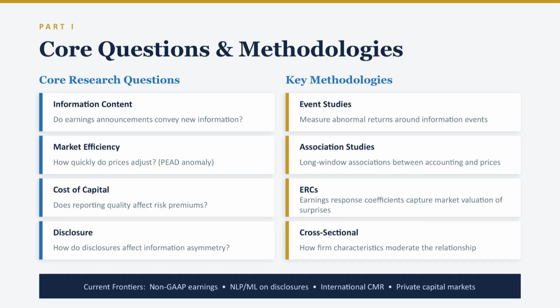Earnings response coefficients. ERCs estimate the slope coefficient in regressions of abnormal returns on unexpected earnings, capturing the market's valuation of $1 of earnings surprise. Cross-sectional determinants. Explore how firm characteristics, size, leverage, growth, auditor quality, moderate the relationship between accounting information and market outcomes.